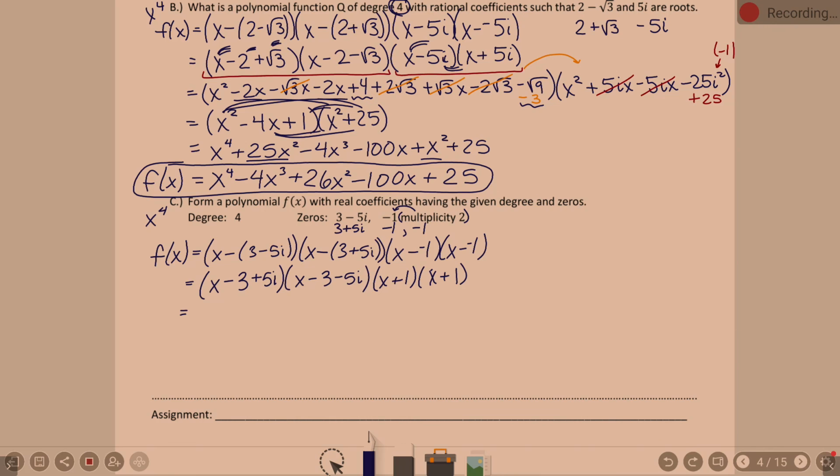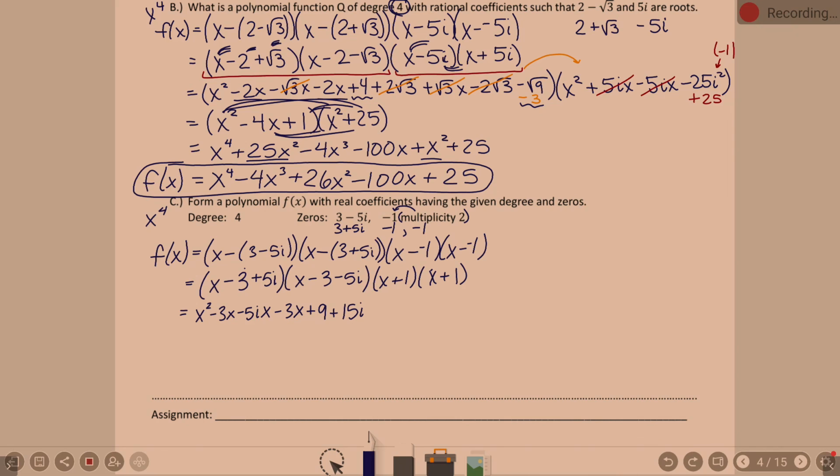I'm going to do x times each of these 3 pieces. x times x, x squared. x times minus 3, minus 3x. x times minus 5i, minus 5ix. Then I'm going to distribute -3. -3 times x, minus 3x. -3 times -3, plus 9. -3 times -5i, plus 15i.